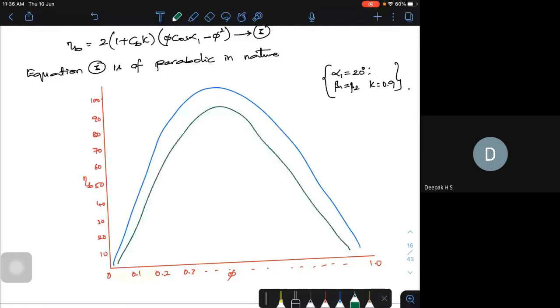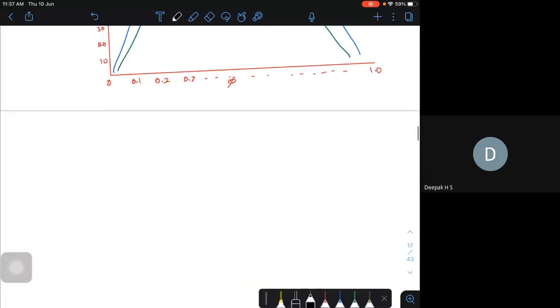So this may be for a condition A. This may be for a condition B where alpha 1 is equal to some 22 or 23 degrees, and beta 2 may be less than your beta 1, or k is equal to some 0.85 or something. So like this, I can get a set of curves for different conditions, blade efficiency versus your phi. Now when you look at this blade efficiency curve, for this alpha 1 and for this k and beta, I can maximize this. If I want to maximize this, what should I do?